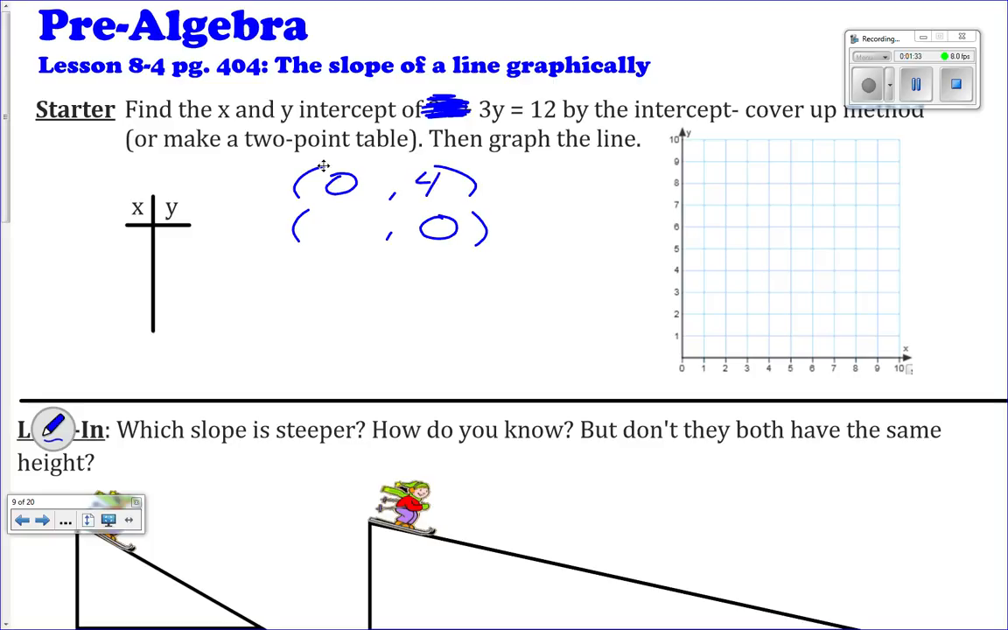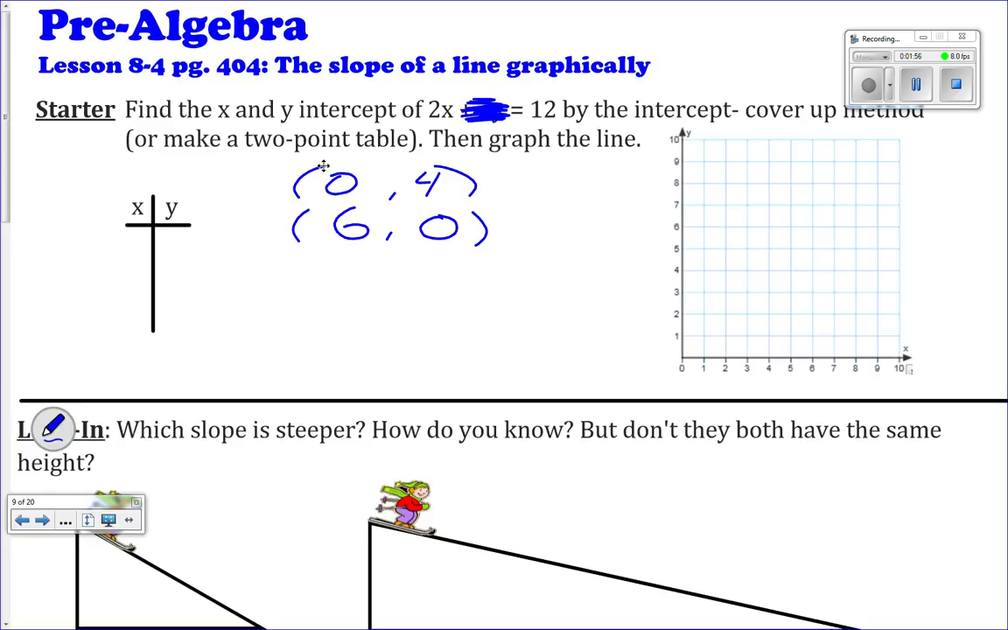Y would equal 4. Then I need to plug in 0 for y to find my x. So when I plug in 0 for y, 3 times y becomes 0, so I cover that one up. Now I have 2x equals 12. What number times 2 equals 12? I divide 12 by 2 and find out that that should be 6. X would have to equal 6.